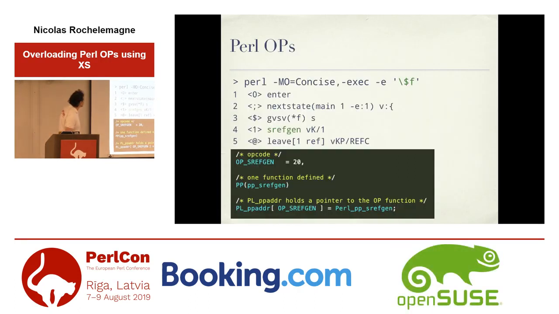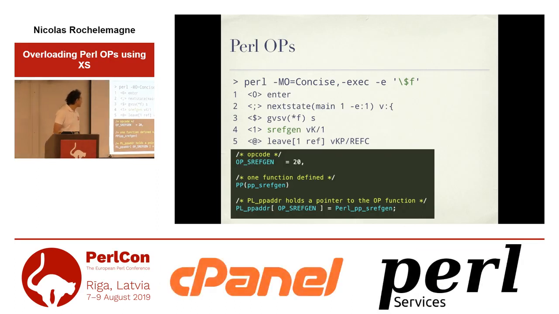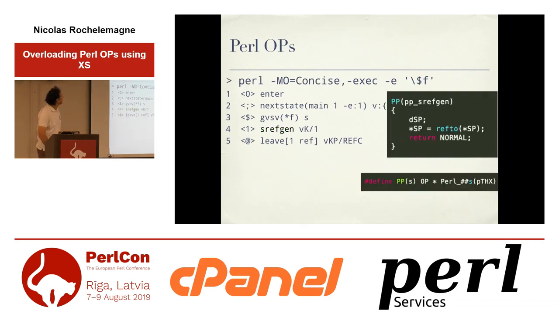Okay. As I say, BackRef has a name, refgen here, as we can see from the concise output. And if we grep the source code, we will find that the refgen op has a value of 20. It has a function named pp_srefgen, and that function's entry is plugged inside a list of function pointers in the PL_ppaddr header at that exact position. So when Perl is going to execute that op, it will just use that pointer and execute that function.